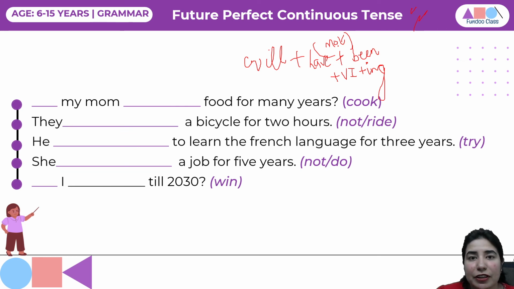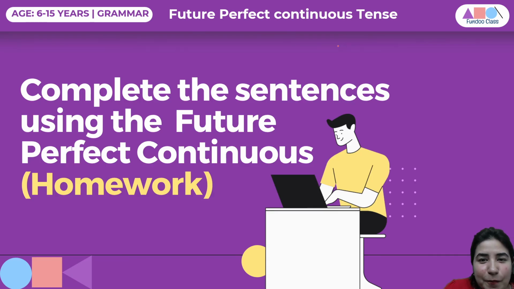So let's start with the first one. Will my mom have been cooking food for many years? They will have been riding a bicycle for 2 hours. He will have been trying to learn the French language for 3 years. She will have not been doing a job for 5 years. Will I have been winning till 2030? Right. So that's it.